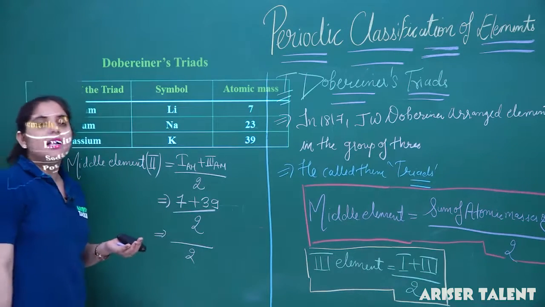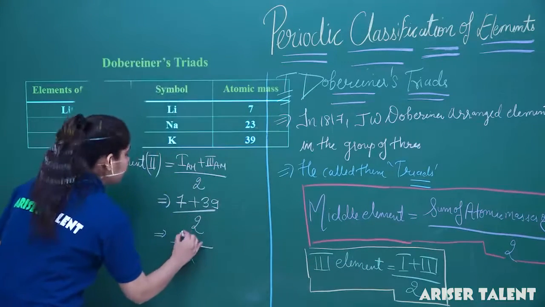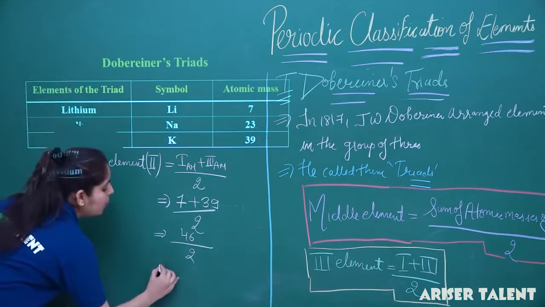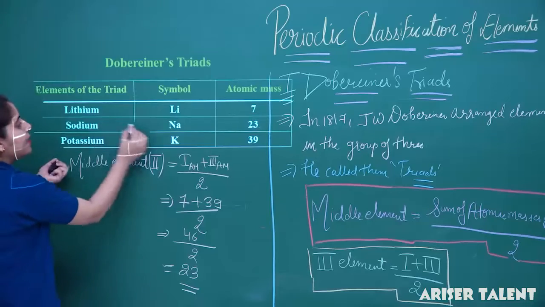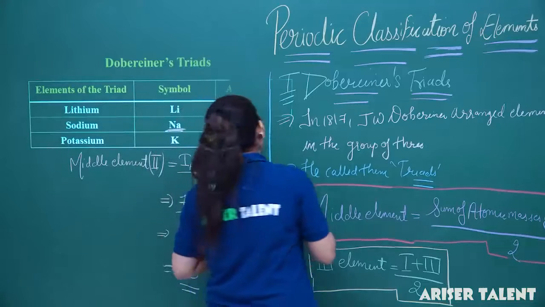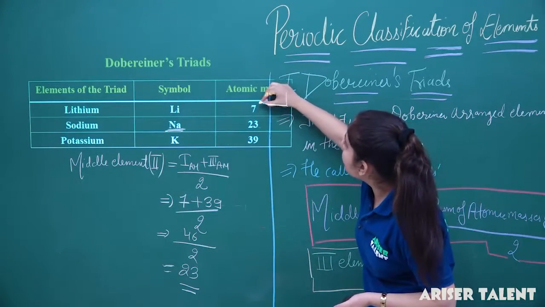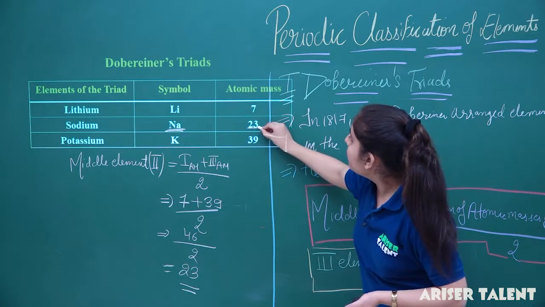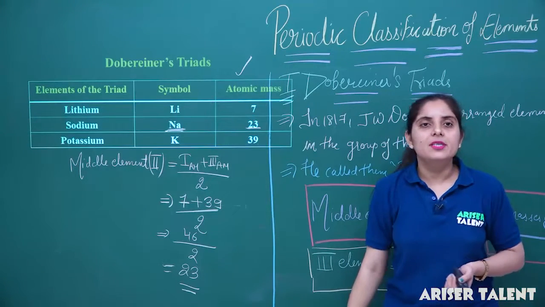So on adding 39 plus 7, what we are getting here, we will get 46. And 46 divided by 2 is going to give 23. And you can easily see from the table that 23 is the mass of sodium. So for this triad, Dobereiner's attempt has been very successfully done. We can see that the sum of the atomic masses of the first and third element, divided by 2, will give us the middle element. So for this, Dobereiner's triads have been very much applicable.